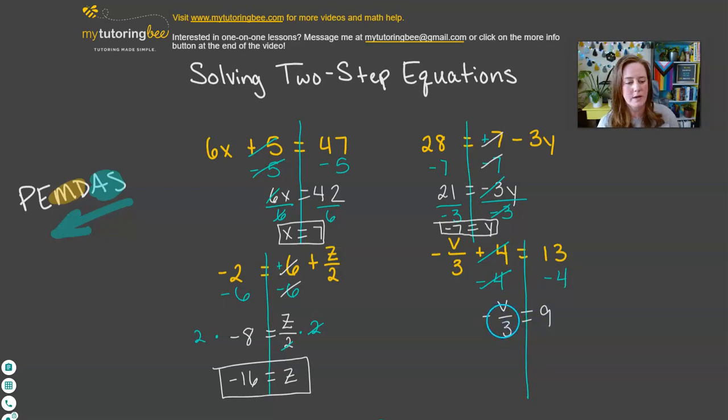And then for this one, that negative and 3 can be canceled out at the same time by multiplying by negative 3, right? Because if we think about this, this negative and this negative will cancel out, the 3 and the 3 will cancel out, leaving us with just v. And then we don't want to forget to multiply by negative 3 over here as well. So that leaves us with v equals negative 27.